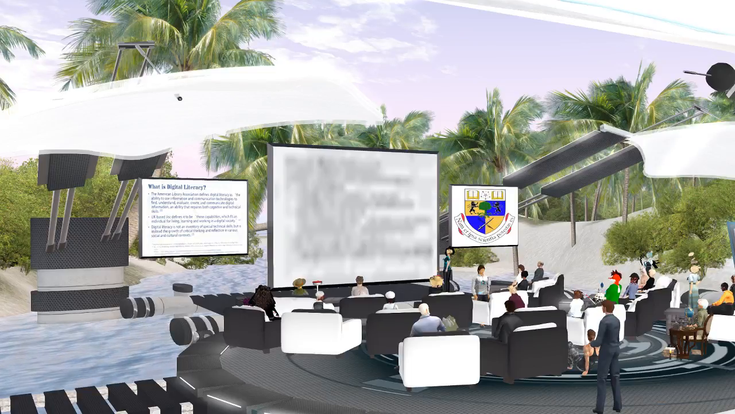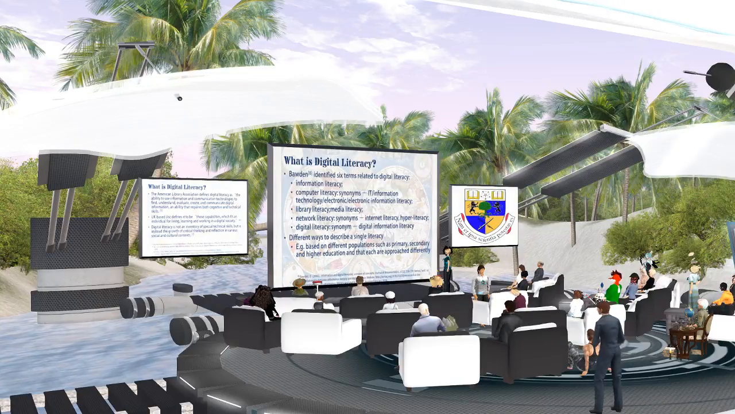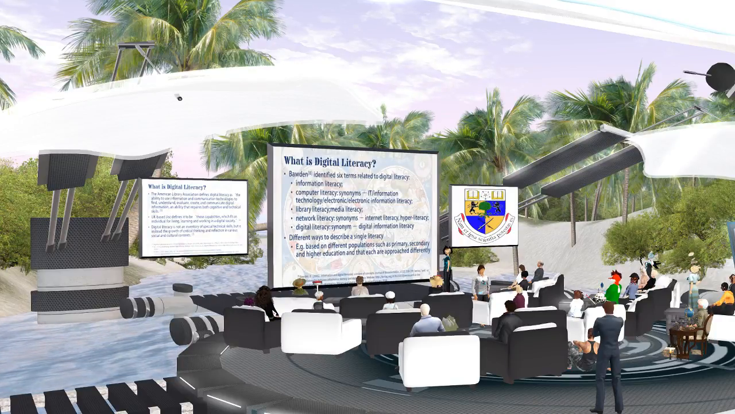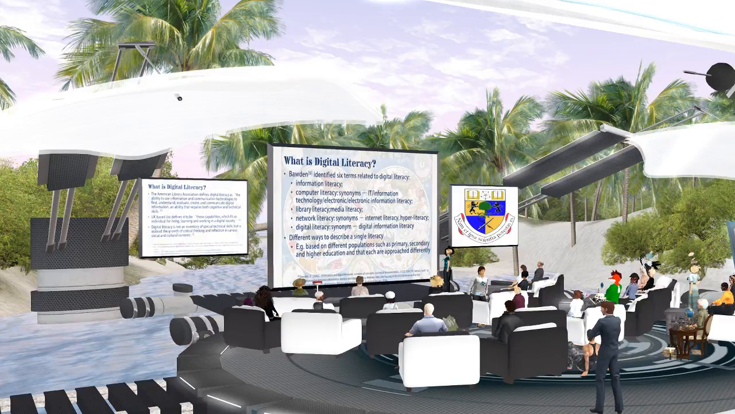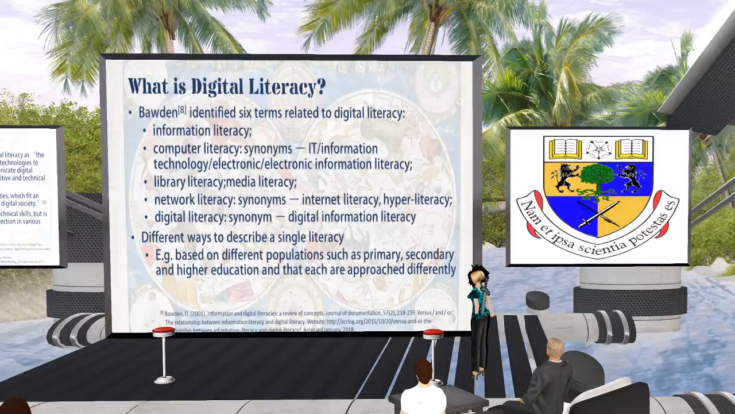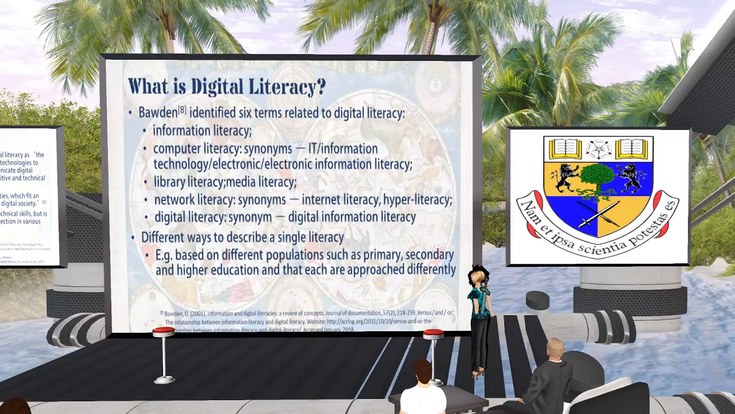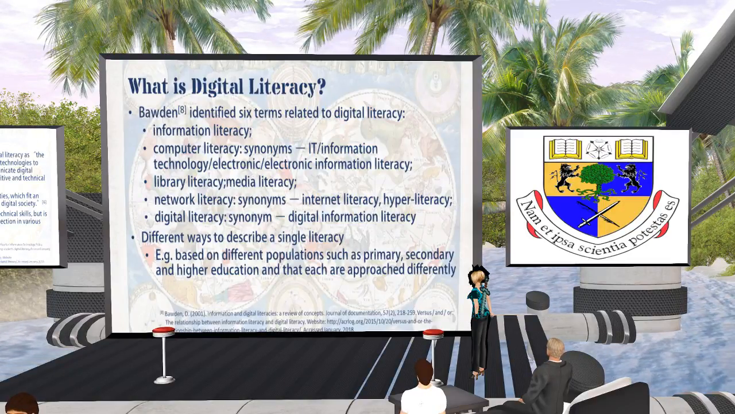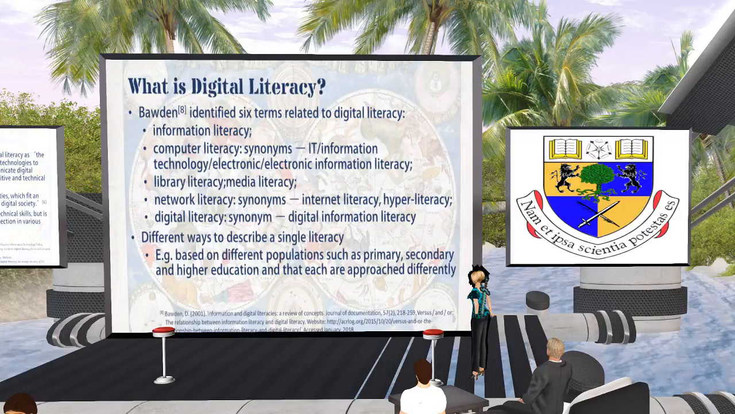In the literature, there are several important works that should be considered when talking about digital literacy. Bowden identified 6 terms used in the literature related to digital literacy, including information literacy, computer literacy, library literacy, media literacy, network literacy, and digital literacy. There may also be different literacies based on different populations, such as primary, secondary, and higher education, and that each are approached differently.